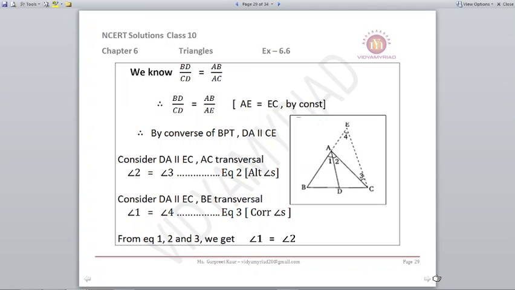So by converse of BPT, we can say that DA is parallel to EC. And when lines are parallel, we know that angle 2 will be equal to angle 3 and angle 1 will be equal to angle 4. And from all the equations 1, 2, 3, we get angle 1 is equal to angle 2, and hence we have proved that AD is the bisector of angle BAC.